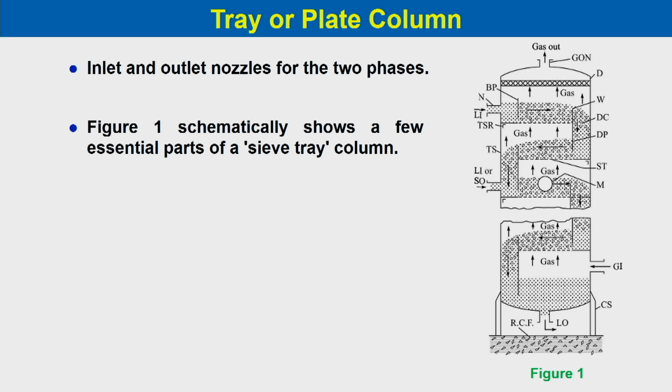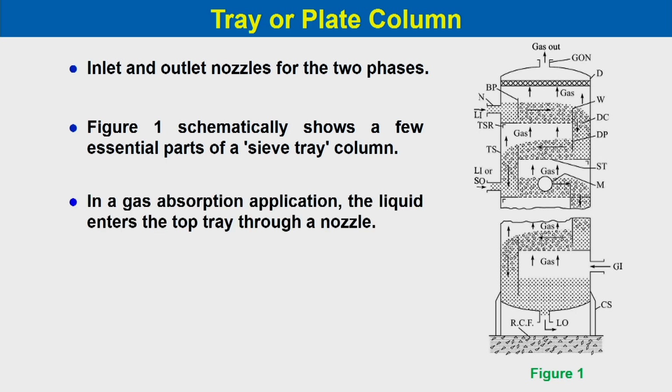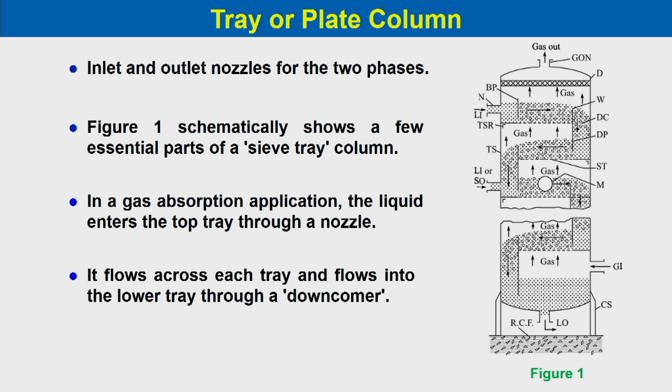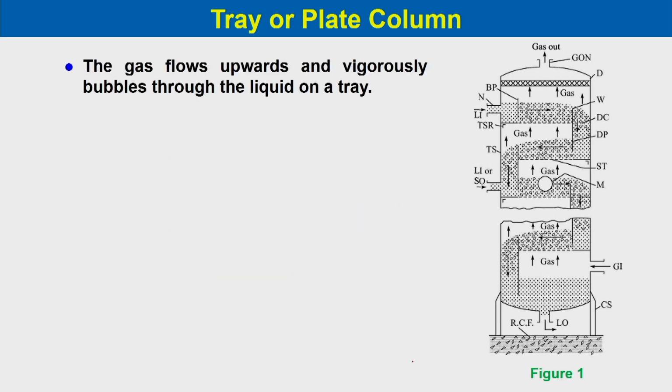The figure 1 which you can see over here schematically shows a few essential part of a sieve tray columns. In gas absorption application, the liquid enters at the top tray through a nozzle here. It flows across each tray and flows into the lower tray through a downcomer, as we have discussed before. The gas flows upward and vigorously bubbles through the liquid on a tray. So, through the perforation the gas goes up and then there is intimate contact in each tray between the gas and liquid.